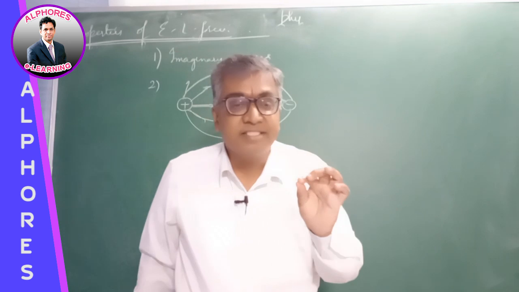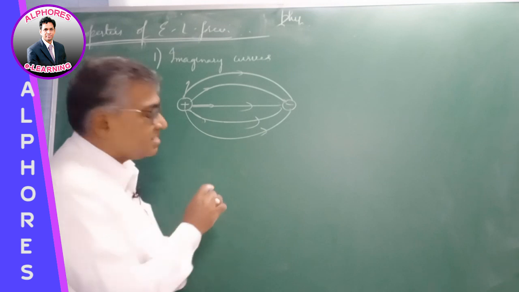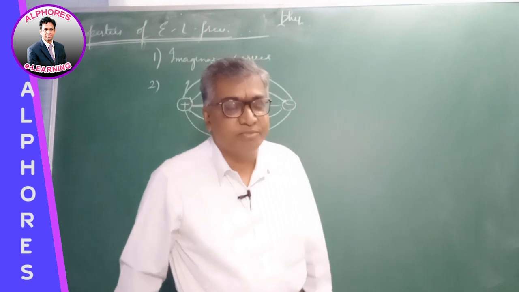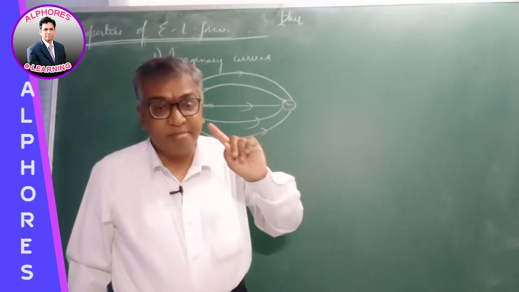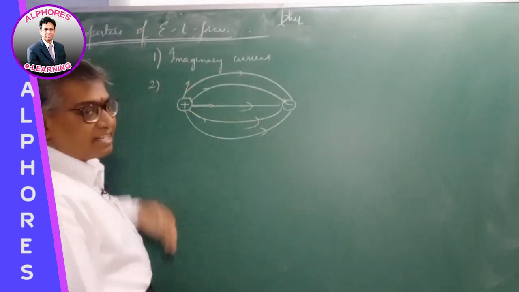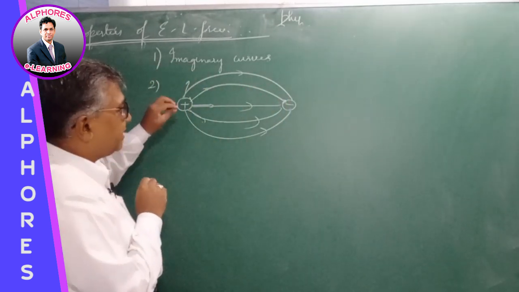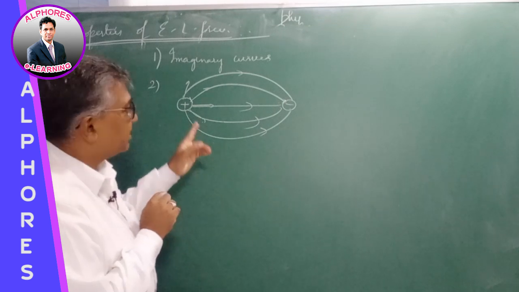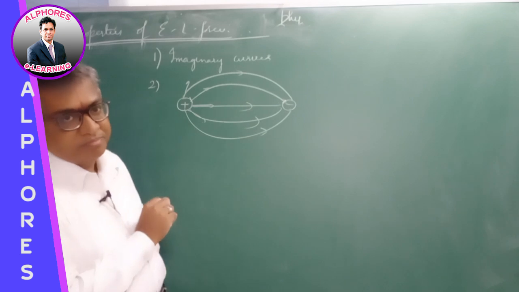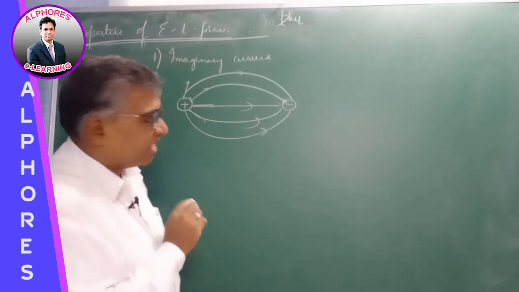So, electric lines of force are not closed loops. They are open lines. They start here, they end up here. Unlike magnetic lines of force, which are closed loops. They do not have a starting and ending point. But electric lines of force start from the surface and end up like this. They diverge from the positive charge, they converge to the negative charge. They are open lines, not closed loops. But magnetic lines of force are closed loops. They do not have a starting and ending point there, right?